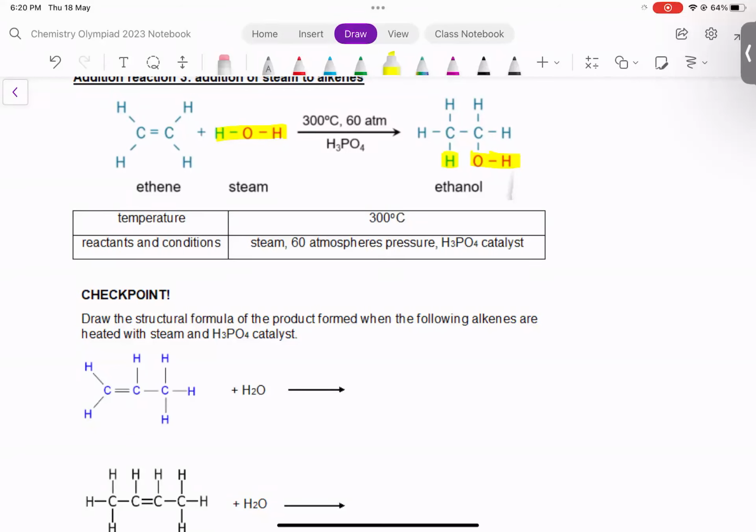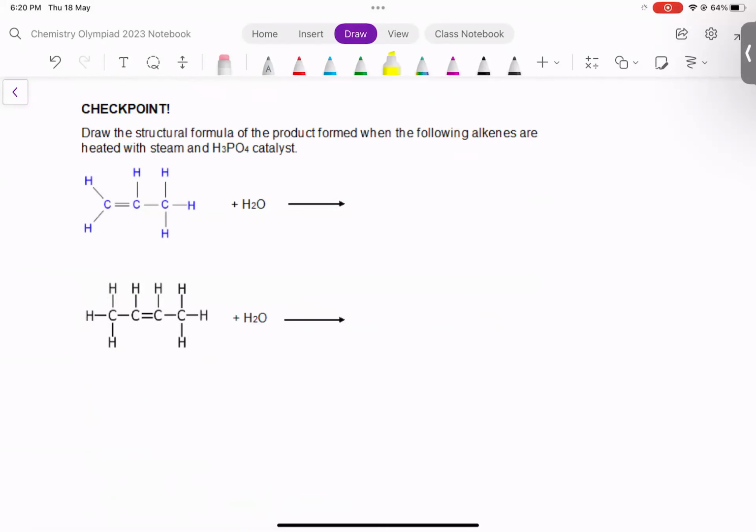All right. Now, for this to occur, when you want to add steam to alkenes, you need a high temperature of 300 degrees Celsius, 60 atmosphere pressure, and H3PO4 phosphoric acid catalyst. This is a complex situation that requires you to use what you learned just now about carbocations. Quite clearly, propene plus H2O will form two different products. Why two different products? Because the H can be at the end and the OH in the middle.